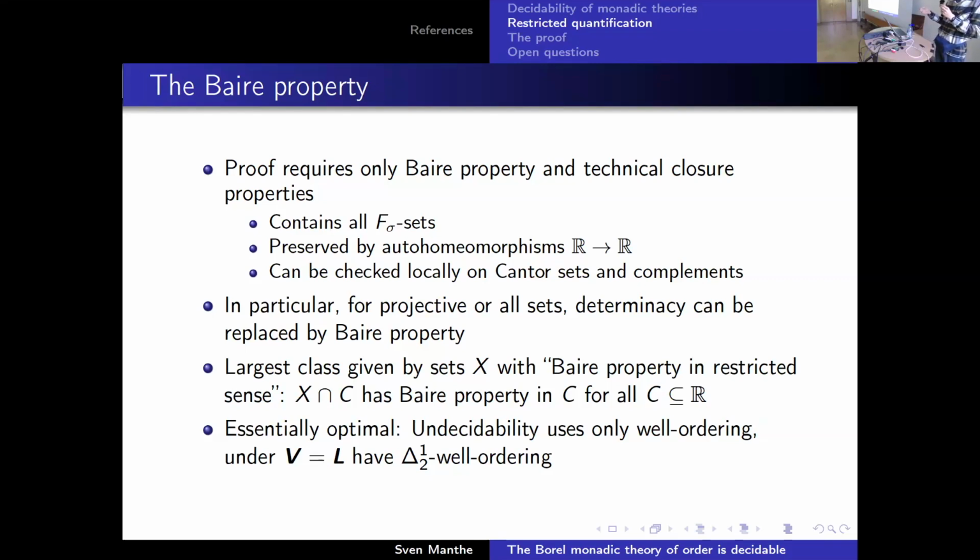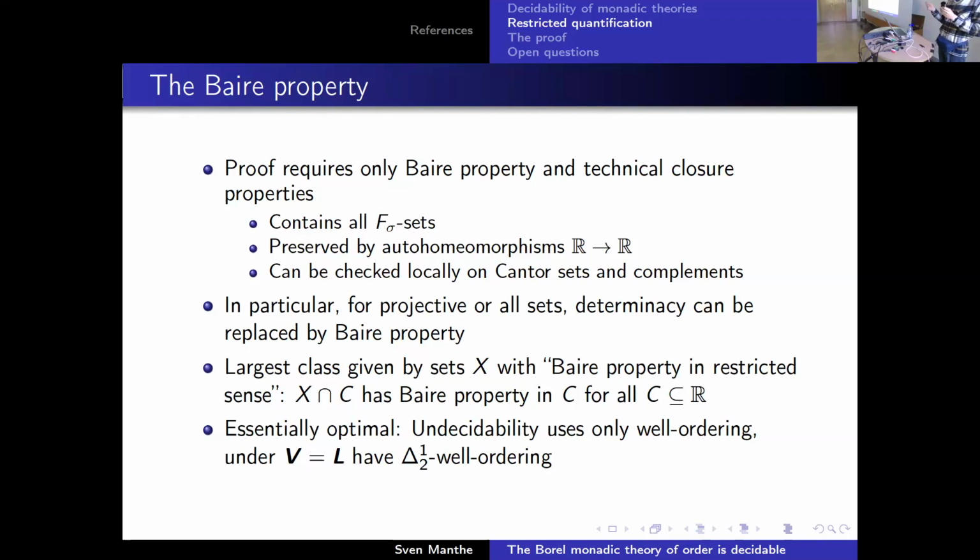But those properties are satisfied by many classes, for example, the projective sets. And then we see that we even only need the Baire property for projective sets and not determinacy, which at least in set theoretical consistency strength is a much milder assumption. And actually, there also is a kind of largest class of sets for which this proof works. It's what is called the Baire property in the restricted sense. A set has the Baire property in the restricted sense if it has the Baire property in all subsets of the reals, and it can actually be shown that it suffices to check this for Cantor sets.